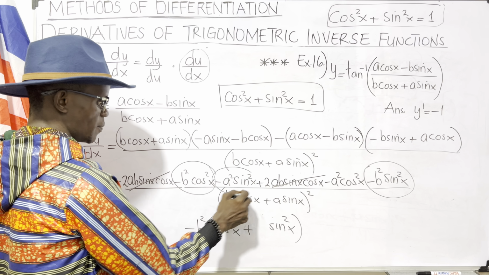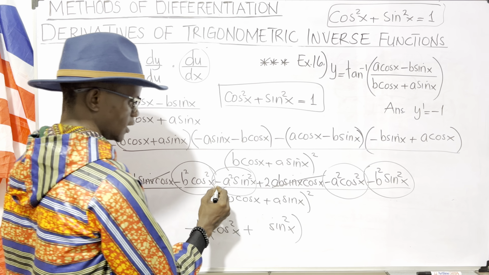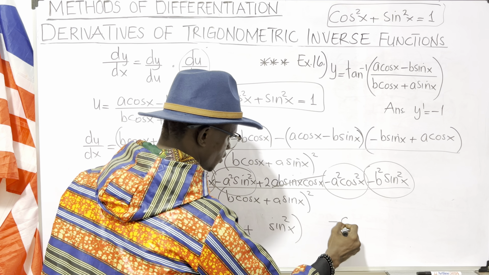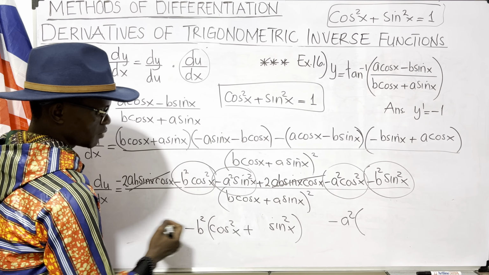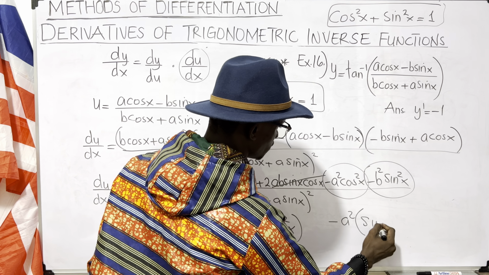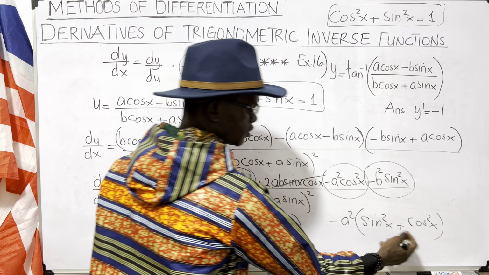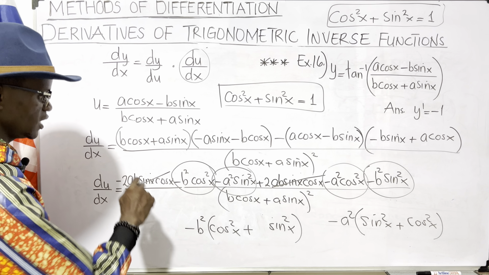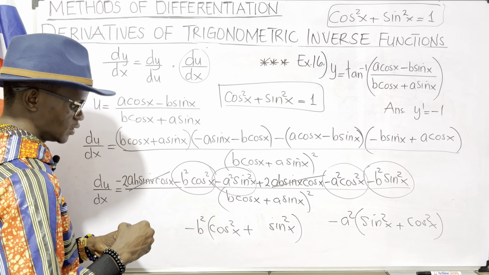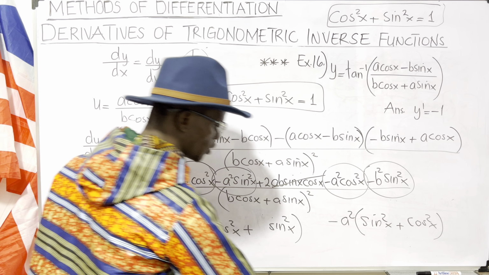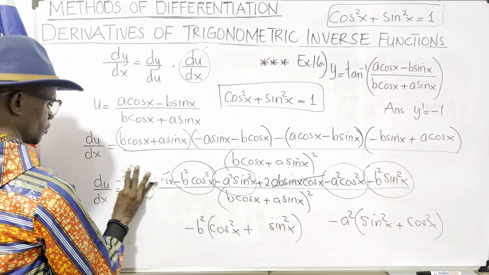Similarly, if we compare this and this, a square, we can just factor out the a square. The minus a square will now be left with positive sine square x plus cos square x. This is also equal to 1. So it means in the entire numerator, our result will just be minus b squared minus a squared.